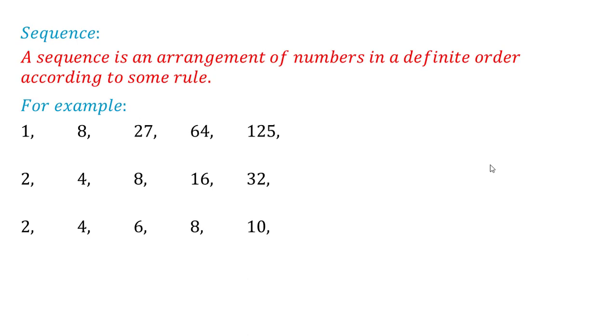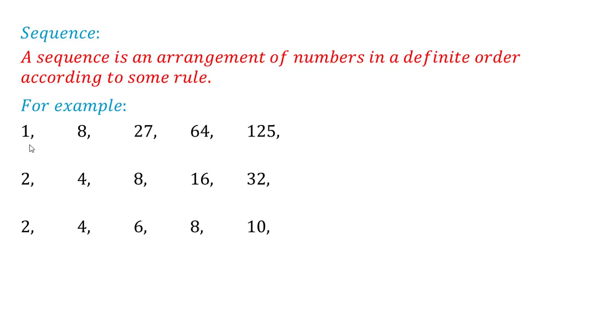So let us begin. First here we will understand what we mean by sequence. As you can see here, a sequence is an arrangement of numbers in a definite order according to some rule. For example, 1, 8, 27. Now if you see these three numbers, you should be able to find out the next number, right? Here if you see 1, 8, 27, what relation are you finding? That they are cubes of natural numbers in sequence.